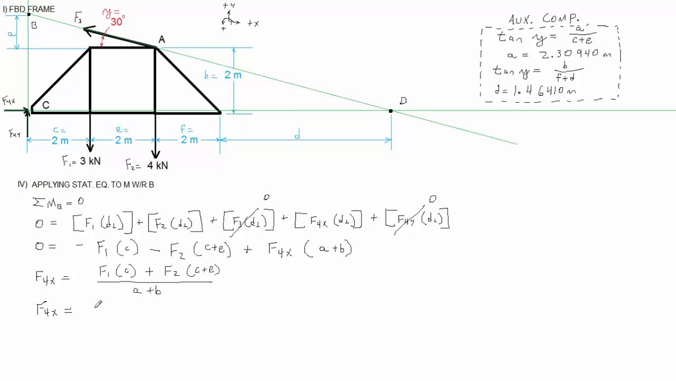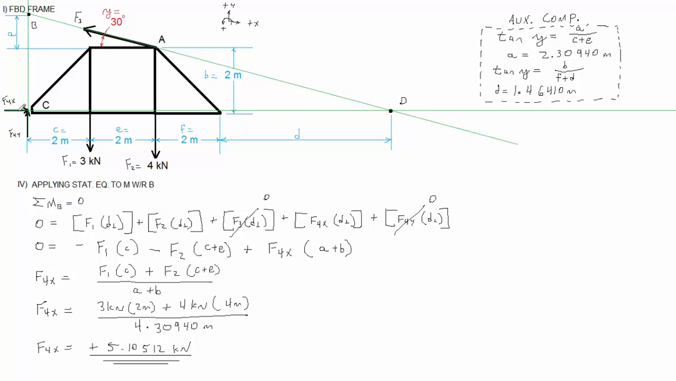And now plugging the numbers in, we'll find that F4x equals a positive 5.10512 kilonewtons. You'll notice that I assume these forces correctly. There's no problem if you don't assume them correctly. If you end up drawing F4x going to the left and you get a negative sign here, there's no problem at all with that. It just means your assumption was incorrect.